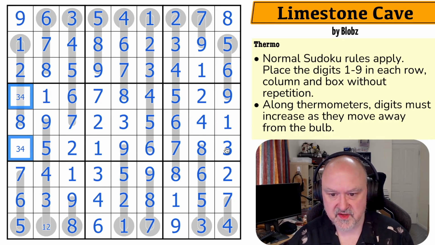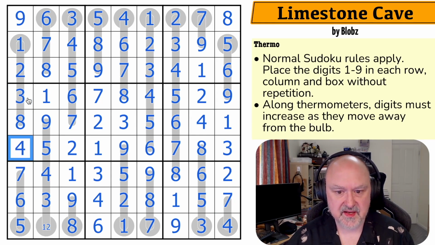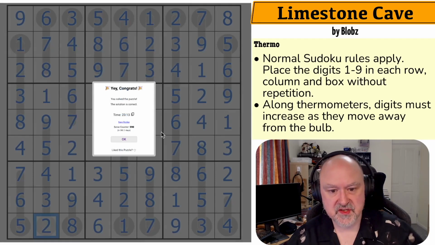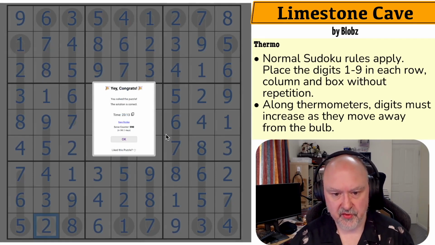I've only got to resolve this, and I can use that 3 or that 4 in either order. That's the 3, that's the 4, and I have yet to put in that 2. And as soon as I put that in, it tells me that I've got the puzzle correct.